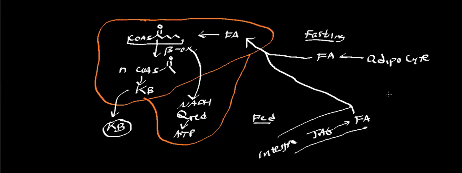In the case of the fed state, it gets hydrolyzed in the intestine to fatty acids. Those get transported into the liver through chylomicrons. In the fasting state, the fatty acids come from the adipocyte. They bind to serum albumin, travel in the blood, and then go to the liver. Okay, but here in the liver, the story is the same.